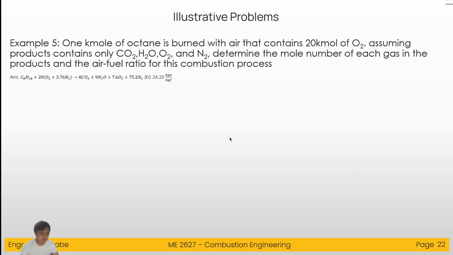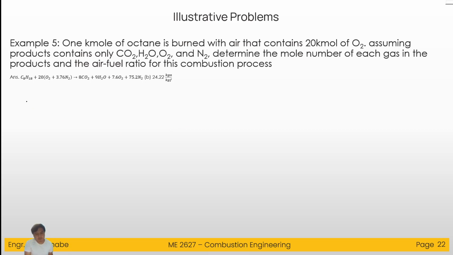Hey, hi everyone. So let's discuss this additional example. We are given 1 kilomole of octane burned with 20 kilomoles of oxygen. Assuming the products contain only CO2, H2O, O2, and N2, determine the number of moles of each gas in the products and the air-fuel ratio in the combustion process. We have a complete combustion in this scenario.